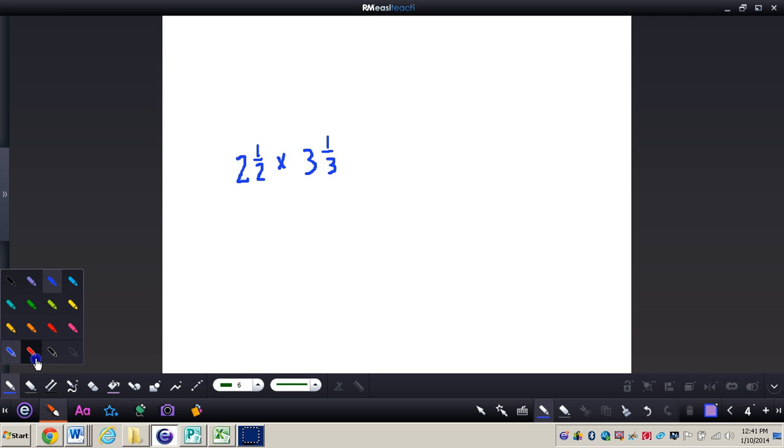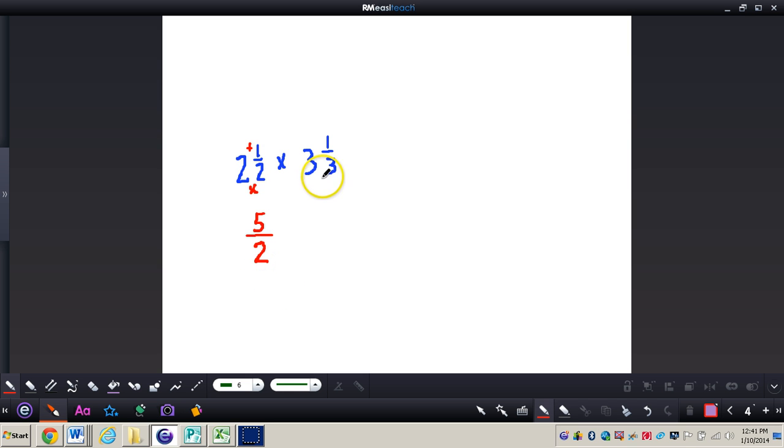So now we're going to do this problem together. 2 and 1/2 times 3 and 1/3. Once again, first step is changing our mixed numbers to improper fractions. 2 times 2 will give me 4, plus 1 will give me 5. And then we're going to keep our denominators the same.